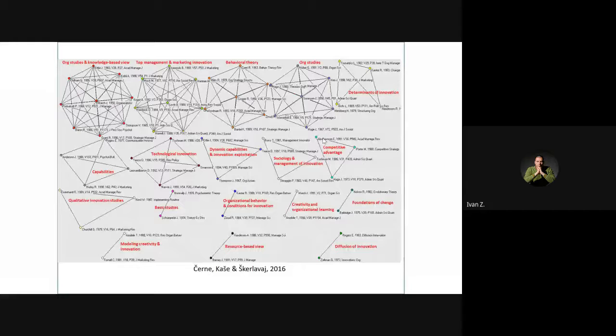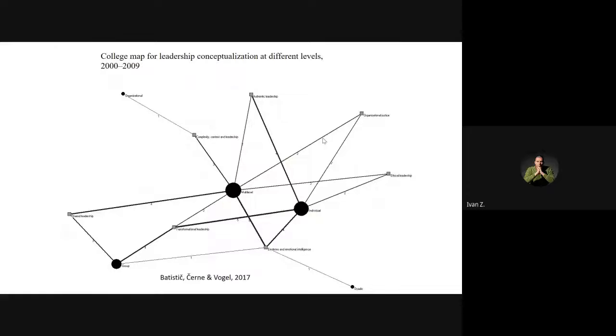So these are, for example, also another example of identified clusters. Right. So this was, for example, a number of clusters identified in the literature, and they are visualized in a map with the network analysis software. Right. So there's a cluster on organizational studies and knowledge-based view, on top management, marketing, innovation, behavioral theory, and so on.